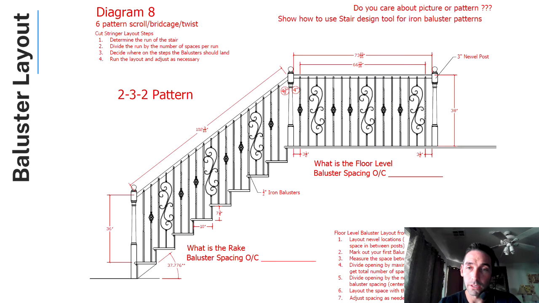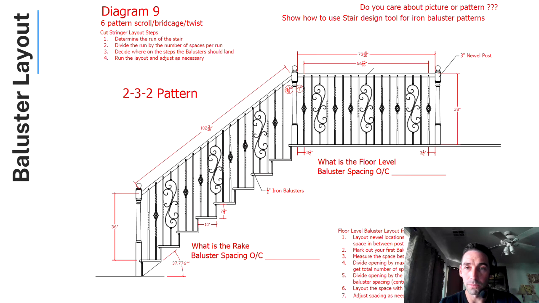So that's a good thing to teach the students, to make sure they know if you want an even, uniform pattern, you're going to need to have an odd number of balusters in each one of your spaces so that you can be even on both sides. Okay.